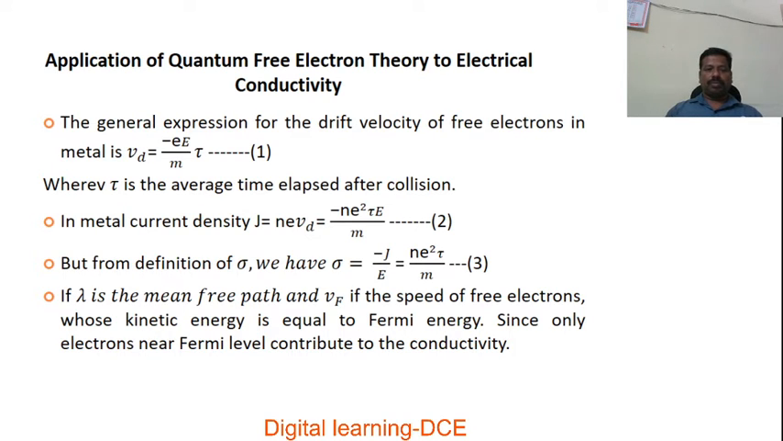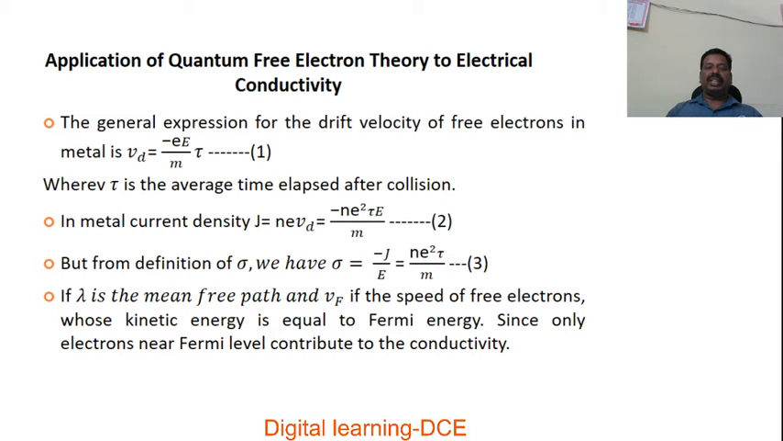So again, in a metal, current density J is given by J = I/A, where I = nAeVd and A is the area of cross section of the current carrying conductor. So solving for current density, J = I/A, we have J = neVd. Now substitute the value of drift velocity here, then we get J = -ne²τE/m. Let's call this equation 2.